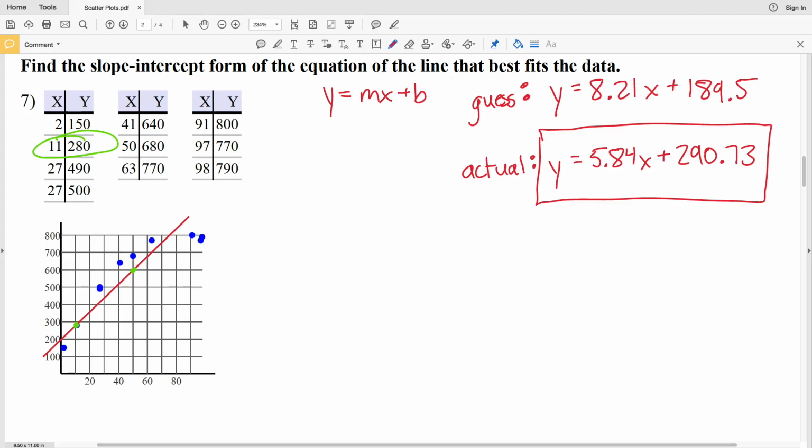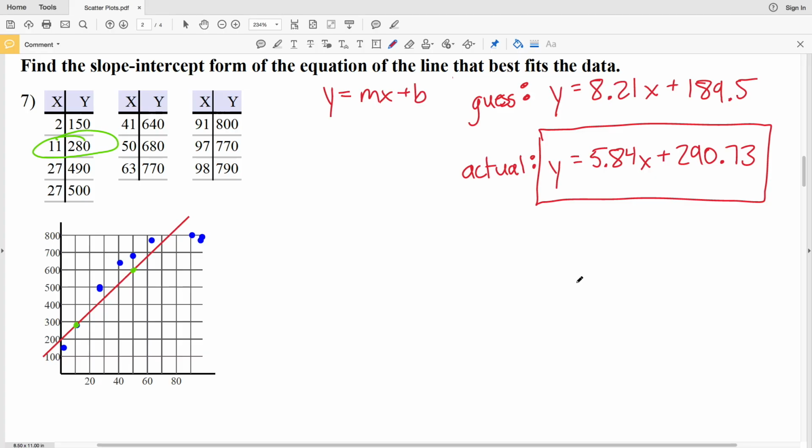And if you were to use a different calculator, you might get a more accurate result. For example, on our answer key, it says that y equals 5.8435x plus 290.73. So for the slope, they went all the way to the 10,000th place. However, for us, it was rounded to the hundredths.